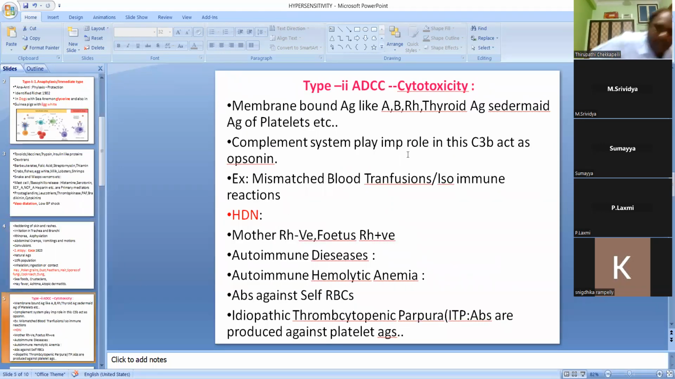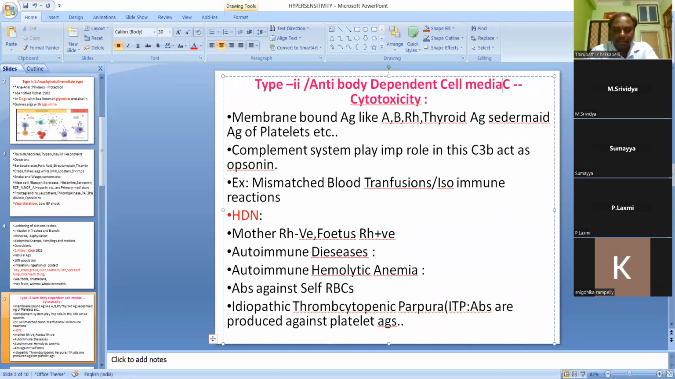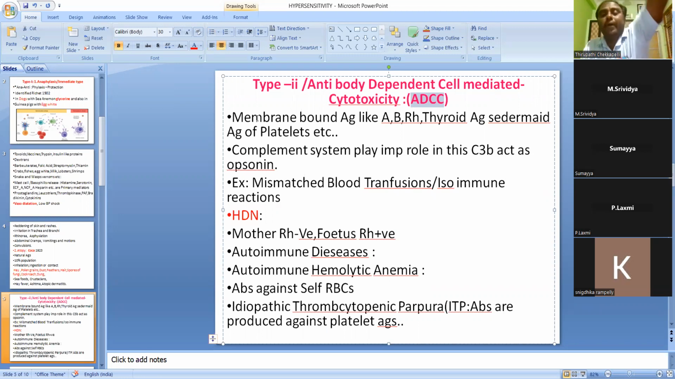And type 2 hypersensitivity. It is otherwise also called antibody dependent cell mediated cytotoxicity, in short ADCC, written in capitals. So type 2 hypersensitivity is also known as ADCC, or antibody dependent cell mediated cytotoxicity.